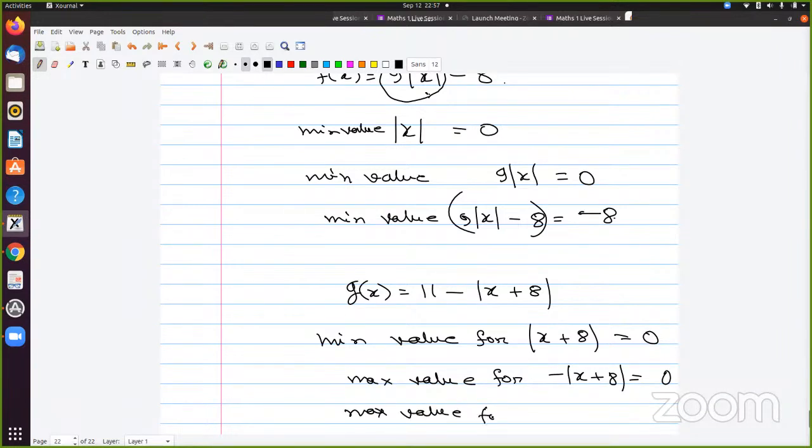Now, what is the maximum value of the whole thing? 11. Is it clear to you? Yes, sir. So 11 is the maximum value, and this is the minimum value. Can you find the product? Yes, sir, minus 88.